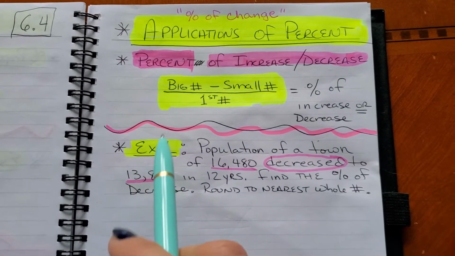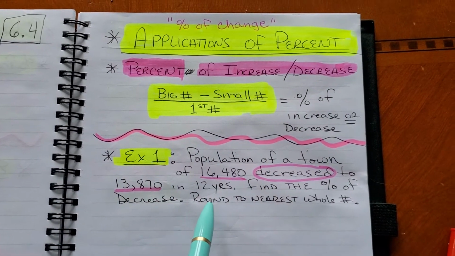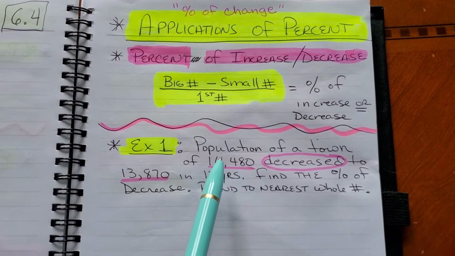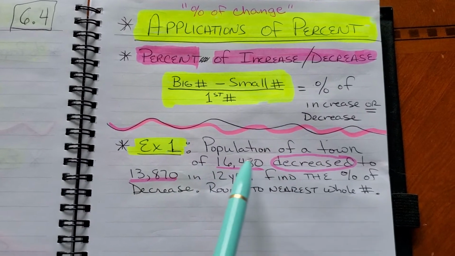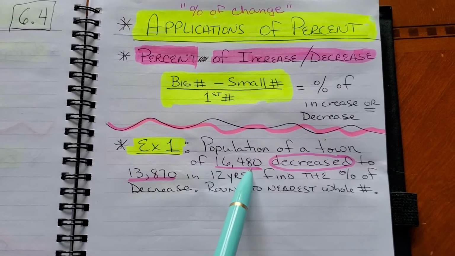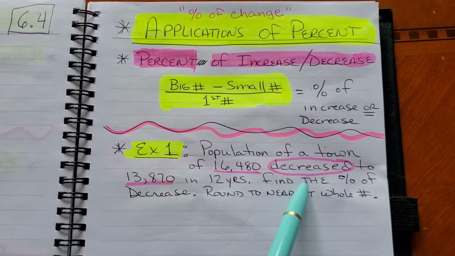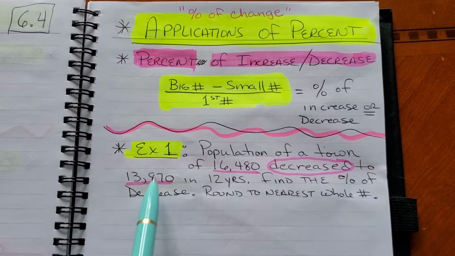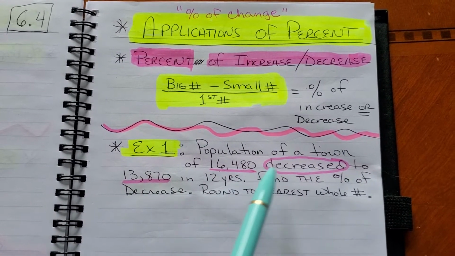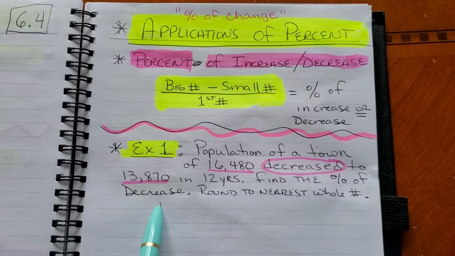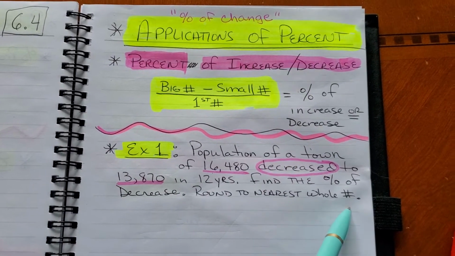What do we do when we're finding the percent of increase or decrease? Well, as you can see in this first example, it says the population of a town of 16,480 decreased to 13,870 in 12 years. Find the percent of decrease. Round to the nearest whole number.